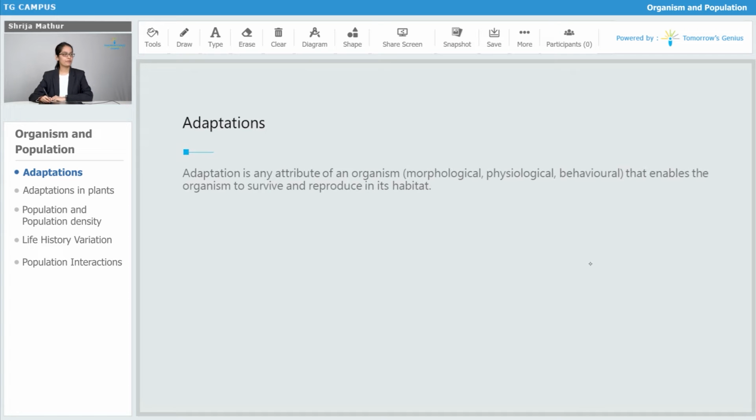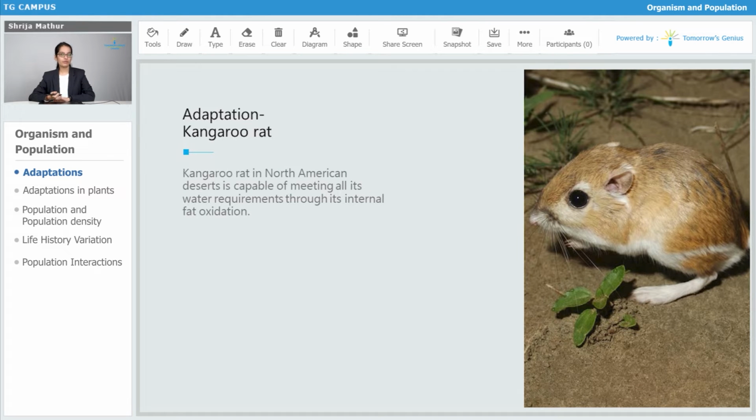So the kangaroo rat in the North American desert is capable of meeting all its water requirements through its internal fat oxidation process. So it has the water content proper in its body through this mechanism. It can also concentrate its urine so that a minimum volume of water is used to remove the excretory product, so that water retention is done properly.